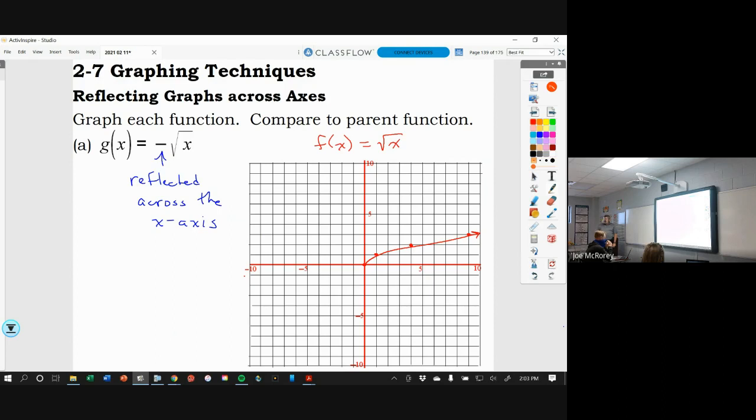What does negative square root of x look like? It's right under the red one, the same thing, except reflected across the x-axis. That point reflects on top of itself. This point reflects here. This point reflects down here. And this point reflects too. So it reflected across the x-axis.